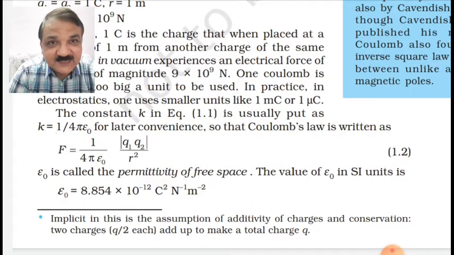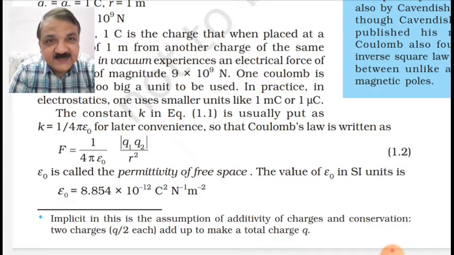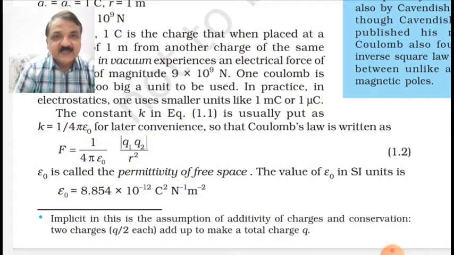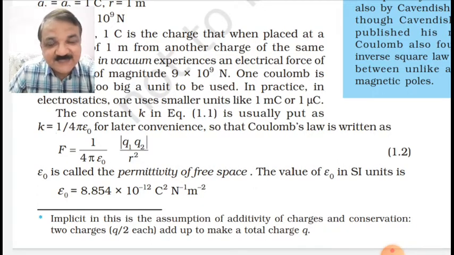Now please students note that here two charges are kept in vacuum, therefore the constant K has been replaced by 1 by 4 pi epsilon naught. It is not necessary that the medium between charges is always vacuum. Some other medium may also be present, other than a vacuum.